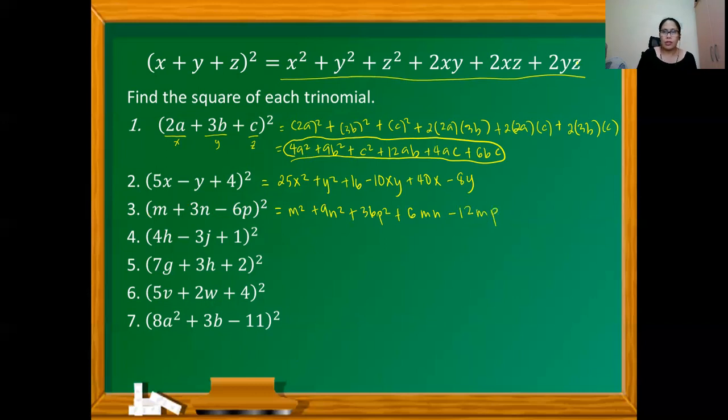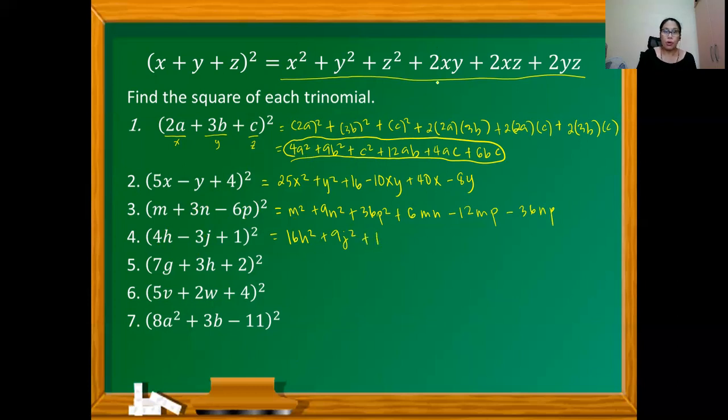And then the last term is 2 times the second term times the last term. So another negative value. So this is 2 times 3n. So this is 6n times negative 6. So this gives us negative 36np. So for number 4, the first term is the square of the first term. So this is 16h squared. And then we have the square of negative 3j. So this is 9j squared. And then the square of the last term, 1.